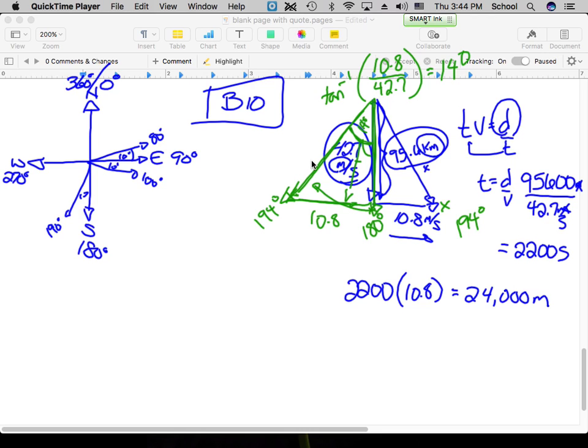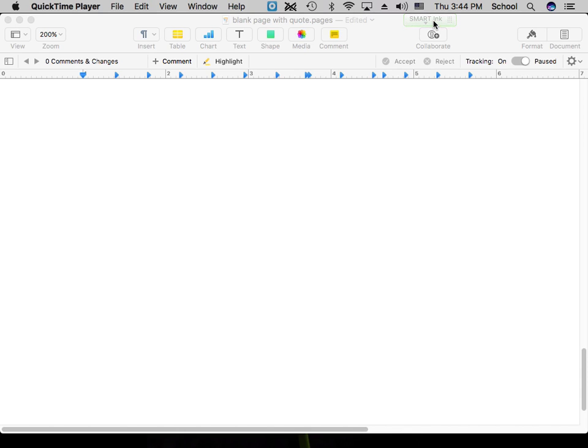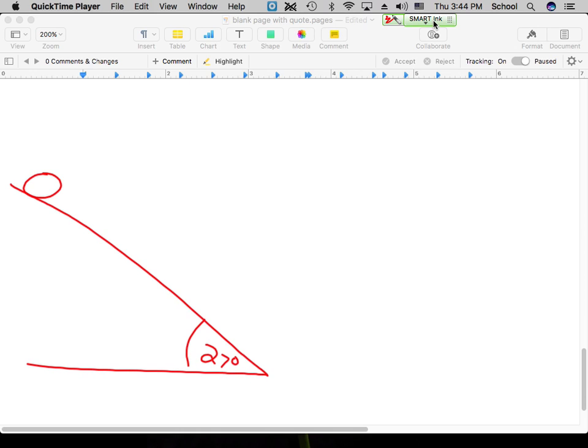And then we have B11, which is the one some of you hyperventilated over. So we have a ramp, and we have a ball, and the ramp is 27 degrees, and we're going to pretend that there's no rotational inertia.